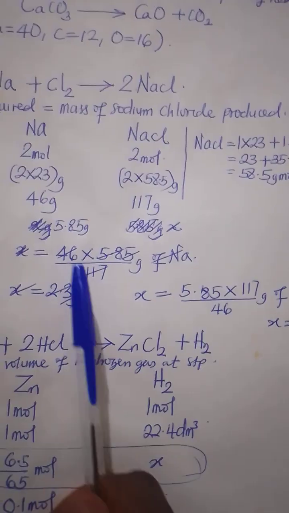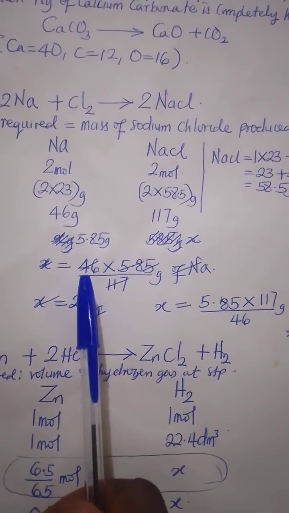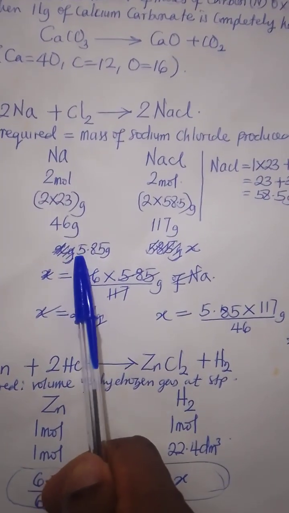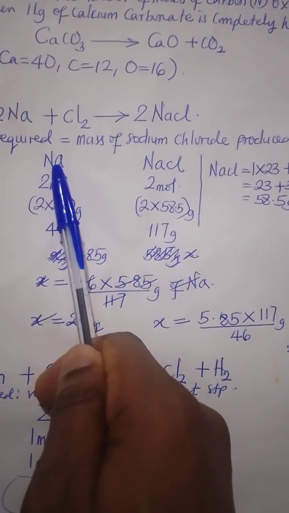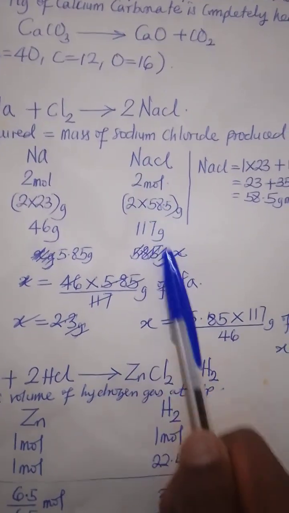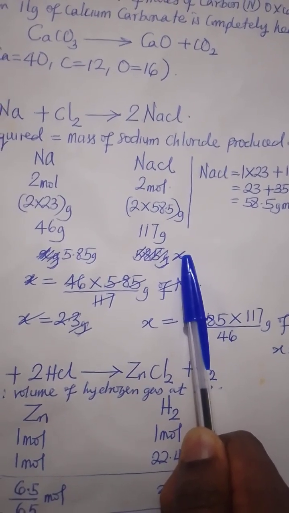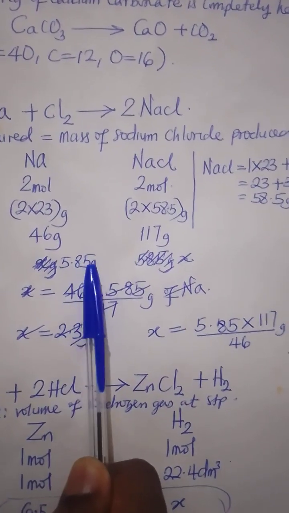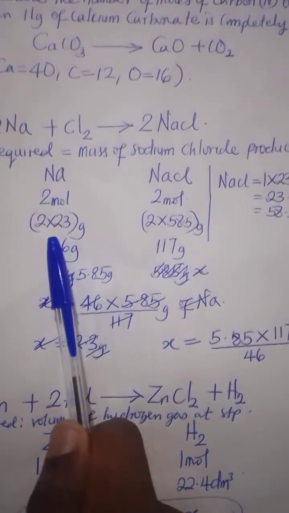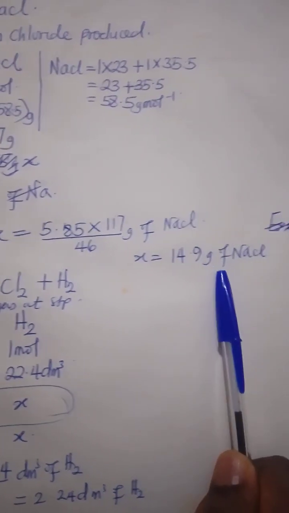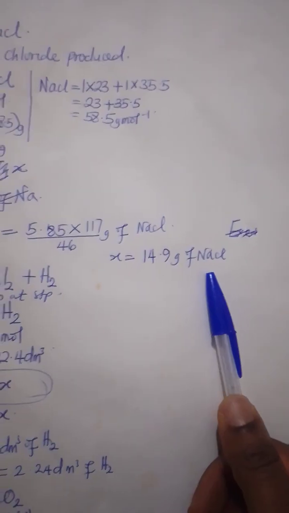Now, I made a mistake here during the calculation. That's why I did this cancellation. So what we're looking at now is that 5.85 grams of sodium will be required to produce X gram of sodium chloride. So remember, the side facing what we are looking for will be used for division. So what is facing X? That's 46. So 46 will be used for division. So we say 5.85 grams times 117 divided by 46. That will give us 14.9 grams of sodium chloride. Please always give your answers to 3 significant figures. We go to number 2 now.